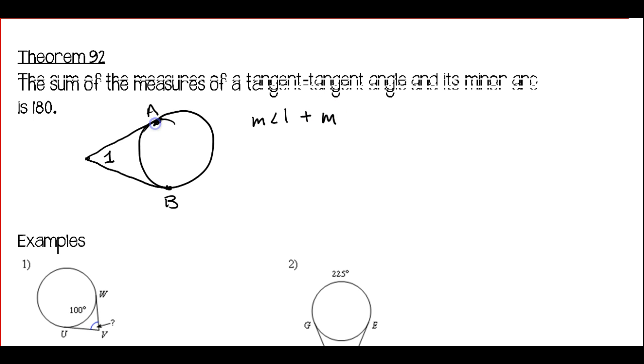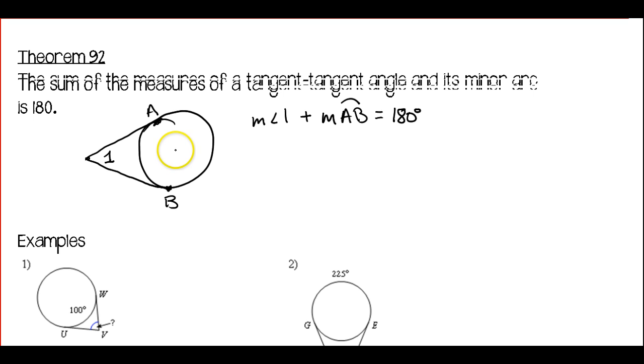because these 2 points A and B divide the circle into 2 arcs, the minor arc would be arc AB, the major arc would be the rest of that. I'd have to put another point there to name it, plus the measure of arc AB is going to equal 180. All right, so the proof of this is fairly straightforward.